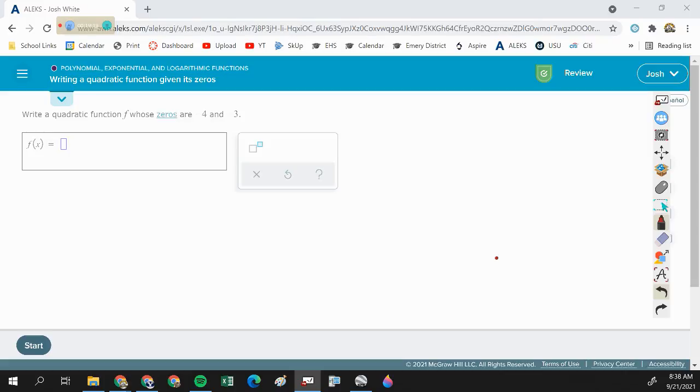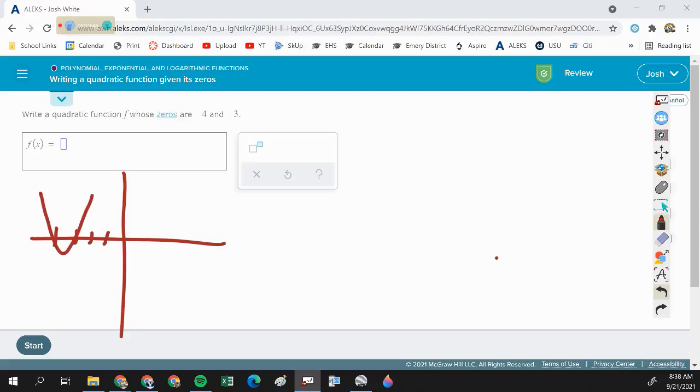Here we have a quadratic that we know hits the x-axis at -4 and -3. How many quadratics are there that hit the x-axis at -4 and -3? An infinite number. So we just need to find one of them. There are an infinite number of correct answers, so let's just find one of them. In fact, we're going to find the easiest one.